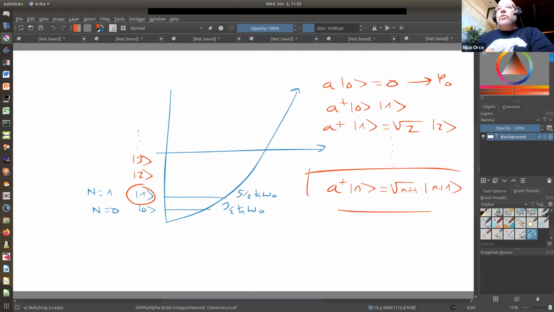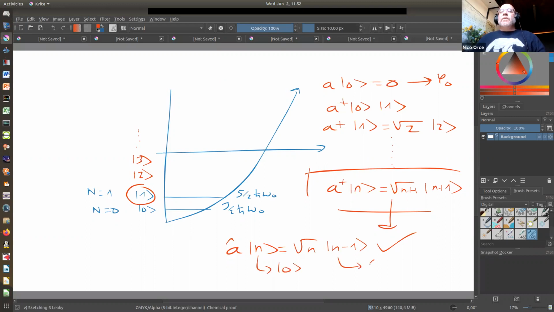And also, I want you to deduce these equations. So this one and this one, a on n, I say is equal to square root of n, n minus 1. So you can see we are lowering, we're going one level below, which we apply this to the 0. So obviously these things were 0.